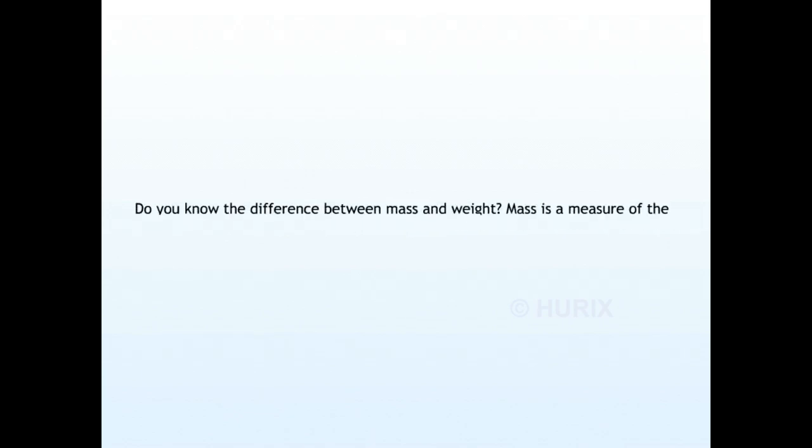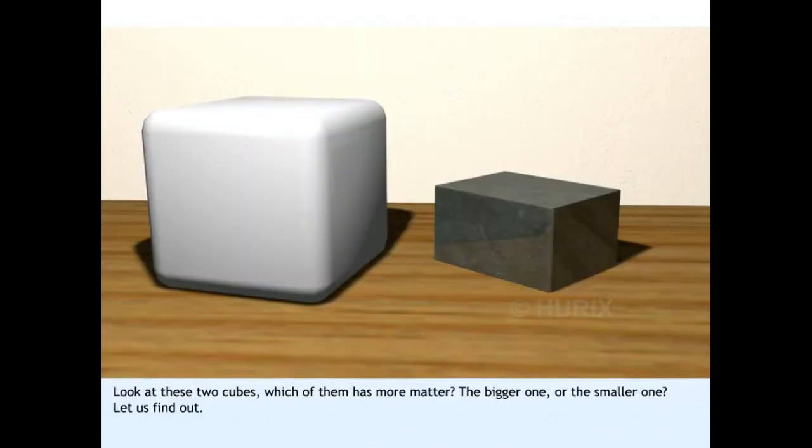Now we will understand some of these units in detail. Mass and weight. Do you know the difference between mass and weight? Mass is a measure of the amount of matter present in a substance. Look at these two cubes. Which of them has more matter, the bigger one or the smaller one?